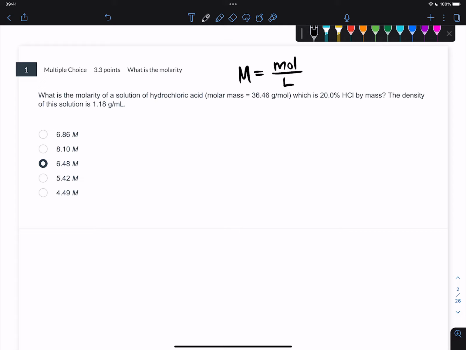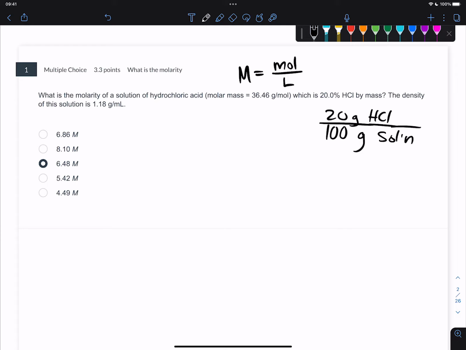So when something is 20% by mass, that means that if there is 100 grams of a solution, then 20 grams of it is from the HCl that's dissolved in the solution, and the 100 grams is the entire solution itself. So we don't know the mass of the solution. We also don't know the mass of the HCl, but we do have the density, which is going to help us be a conversion factor.